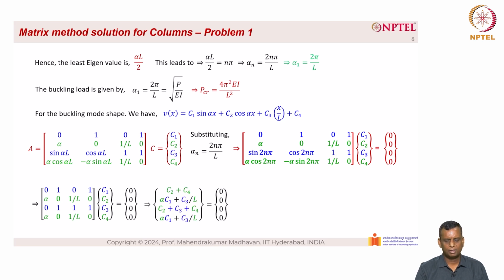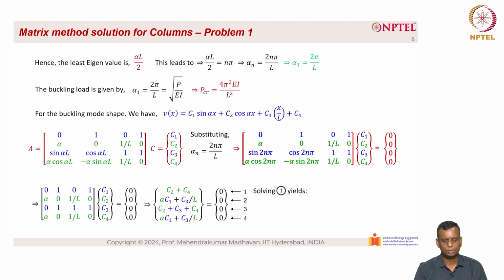Now, this can be further simplified when we multiply both the matrices. We get C2 plus C4 as the first row, alpha into C1 plus C3 by L as the second row, C2 plus C3 plus C4 as the third row, and alpha into C1 plus C3 by L as the fourth row. These are equated to the constants on the right side, 0, 0, 0, 0. This becomes equations 1, 2, 3, and 4. We can independently solve all these equations.